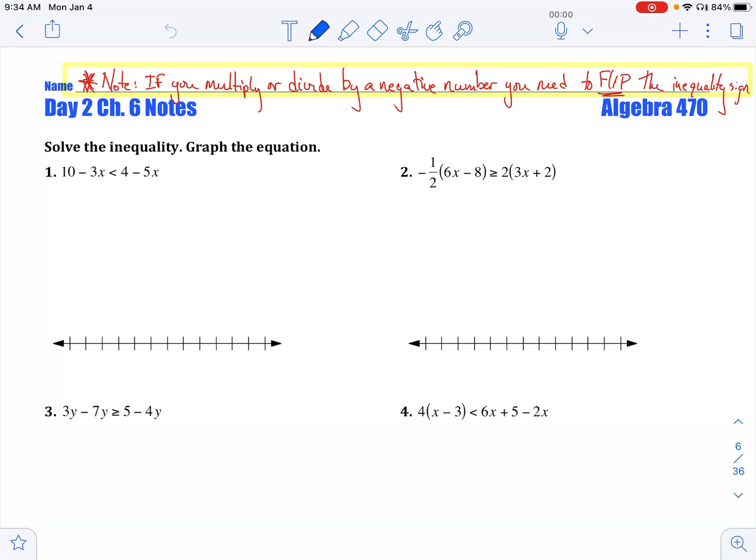All right, today we're going to look at day number 2 of chapter 6 notes. These are notes on inequalities. As we take a look at these notes here, I have a yellow box here highlighted at the top. You will probably want to write this on your notes as well.